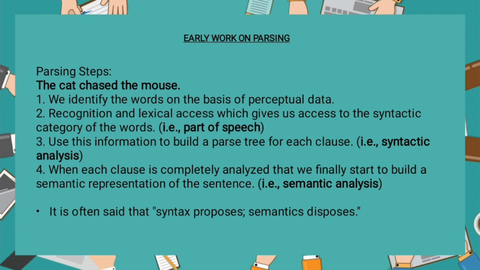In the sentence, the cat chased the mouse, the word the is a determiner, cat is a noun, chased is a verb, the is a determiner, and the word mouse is a noun. The third step is the syntactic analysis. We build a parse tree, and the last step is the semantic analysis. We understand the meaning: the cat is the subject performing the action, chased is the action, and the mouse is the object of the action. The sentence conveys the idea that a cat pursued a mouse.